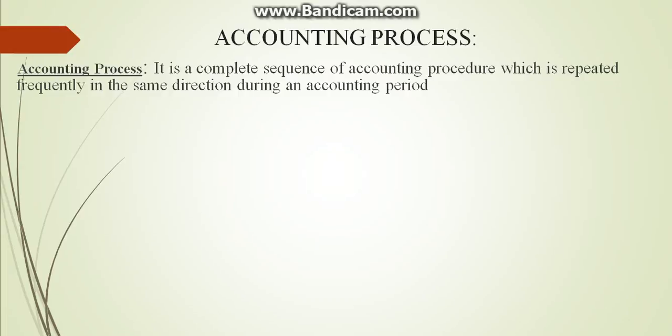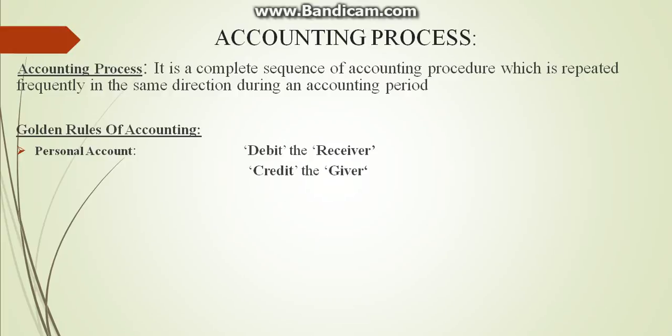Here we have some golden rules of accounting. Let me explain what the golden rules of accounting are. The first golden rule of accounting is the personal account. In a personal account, we consider only a person's name, or an institution's name or university's name, or even a firm's name and an industry's name. If the transaction is concerned with that, we use this account rule. The rule of personal account is debit the receiver and credit the giver.